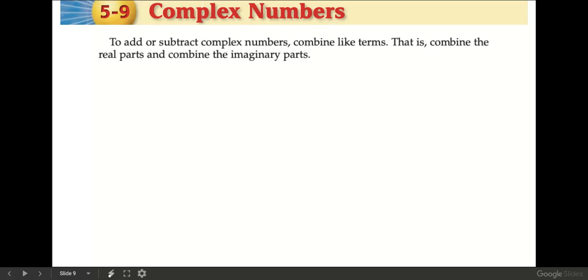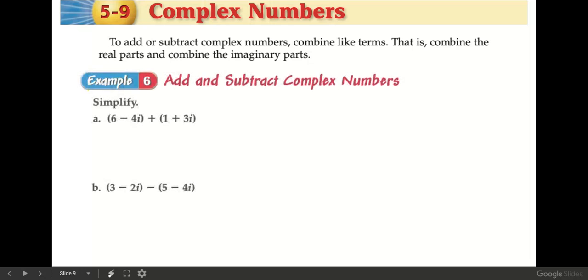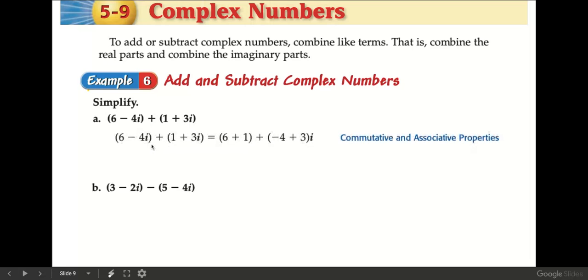To add or subtract complex numbers, combine like terms. That is, combine the real parts and combine the imaginary parts. So here are two examples. Here it wants me to add and subtract these complex numbers. So simplify them. I have 6 minus 4i plus 1 plus 3i. So again, complex number. Here's the real part. Here's the imaginary part. Here's the real part. Here's the imaginary part. So I'm going to go ahead and combine like terms. I can do 6 plus 1, and I can do negative 4i plus 3i. Well, 6 plus 1 is just 7, and negative 4 plus 3 is negative 1, so I have 7 minus 1i, or 7 minus i.